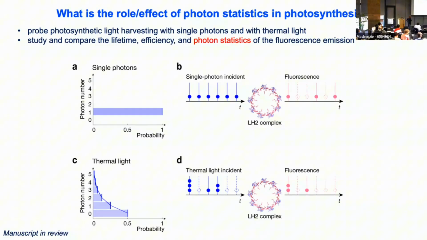So I've summarized here the statistics of single photons and the statistics of thermal light. They're very different. So our goal here was to see, well, if we measure the statistics before and after of the incident light and the fluorescent light, is there a difference? Has the molecular system, the complex, the biological dynamical processes of energy transfer going on in this complex, does it change the statistics of the fluorescent light?